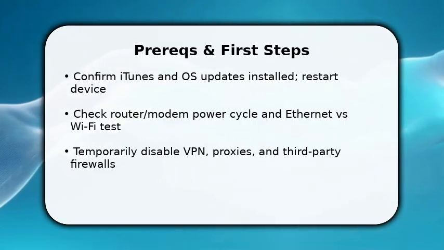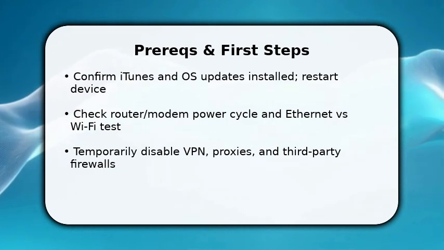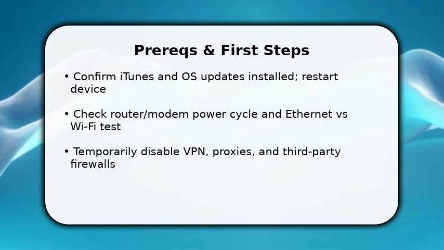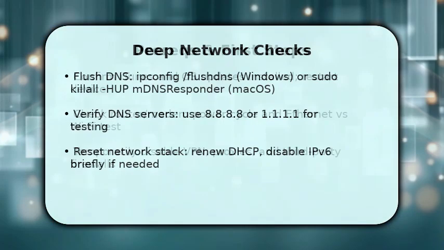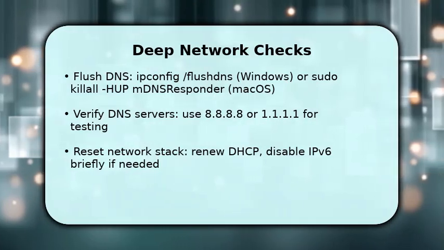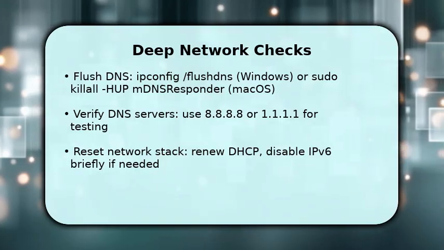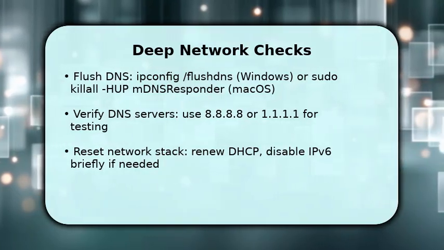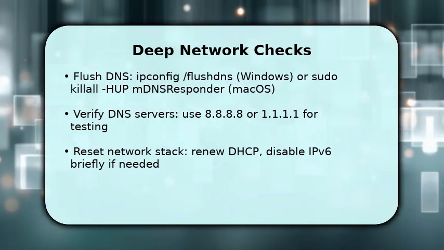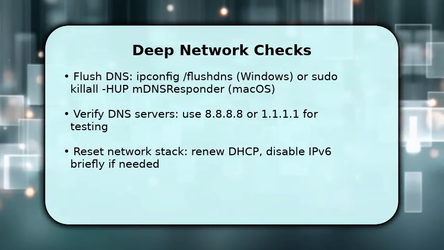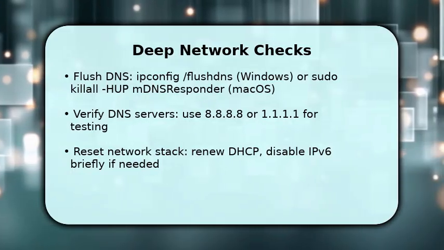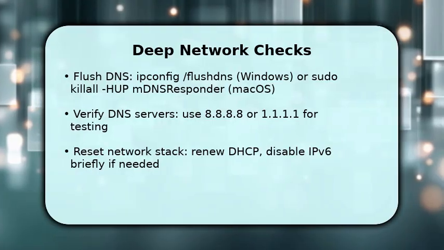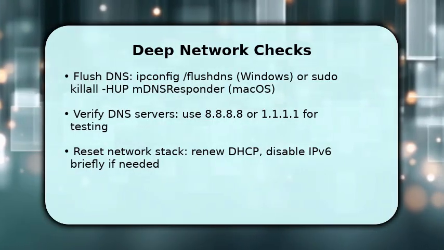These first actions remove transient network problems and let you focus on persistent configuration causes. Now you perform deeper network maintenance to fix stubborn resets. Flush the DNS cache to remove stale records, and then switch to a reliable DNS such as 8.8.8.8 or 1.1.1.1 to rule out resolution failures. Once changed, renew your DHCP lease or run a network reset command so new settings take effect.